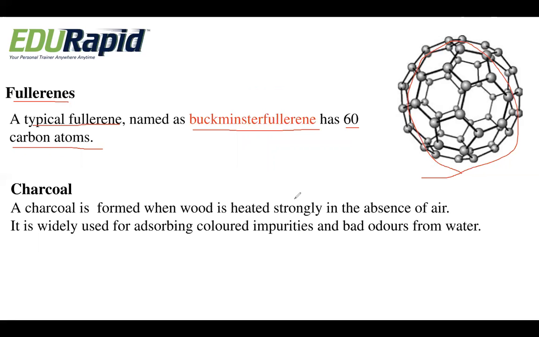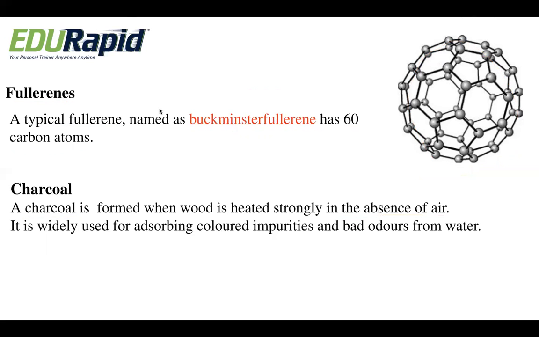The next important allotrope of carbon is charcoal. We all know charcoal. Charcoal is formed when wood is heated strongly in the absence of air. It is widely used for absorbing colored impurities and bad odors from water. So how is it formed? By burning wood in the absence of air. So this is about charcoal.